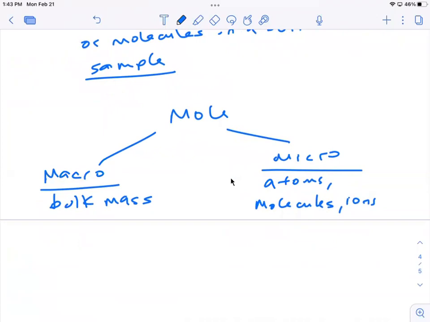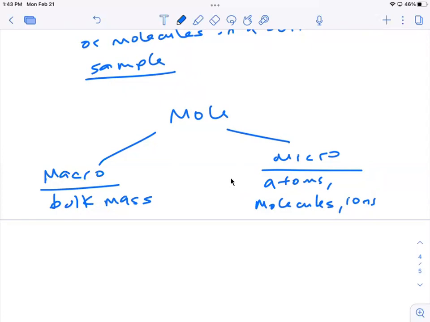and it also helps us to navigate between the mass of the substance itself, which is typically going to be in grams, right? Not the weight. We talked about that way back in chapter 1. There's a difference between mass and weight. And so the way we navigate between the macro and the micro is the use of moles.